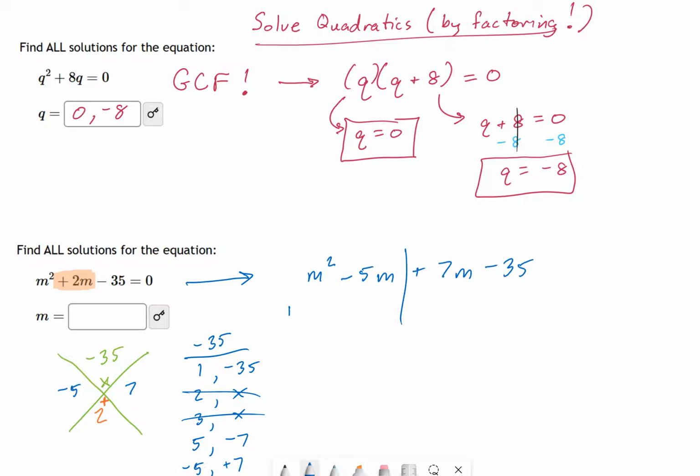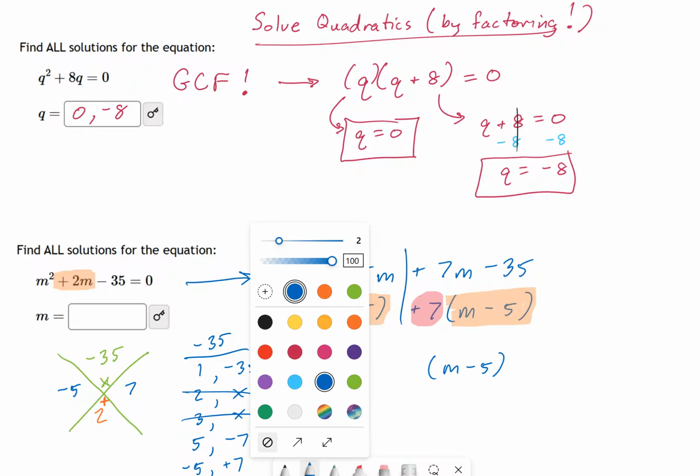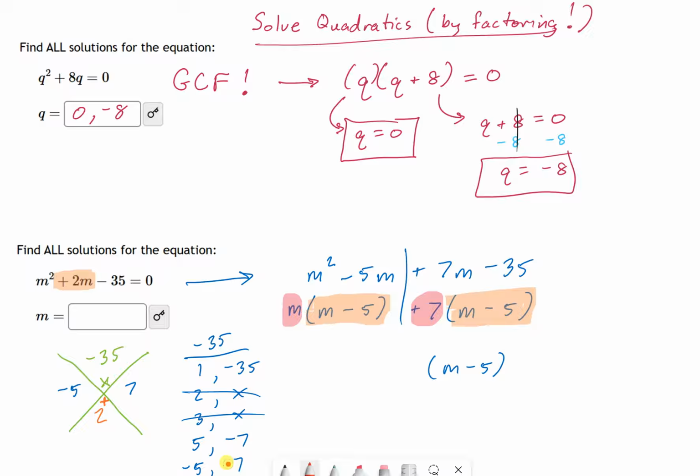Now I'm going to do a technique called factoring by grouping, where I take out my GCF from the left, and I take out my GCF from the right. And now I take whatever the common parentheses is right here, and I make that its own parentheses. So that's m minus 5. And I take whatever was the coefficient in front of each of those parentheses, the m and the 7, and I make that its own parentheses. So that's going to be m plus 7.